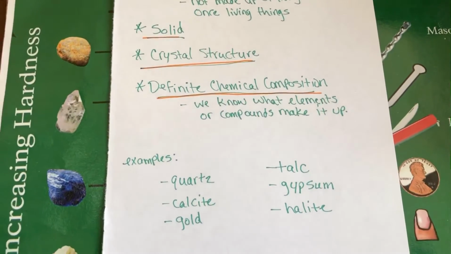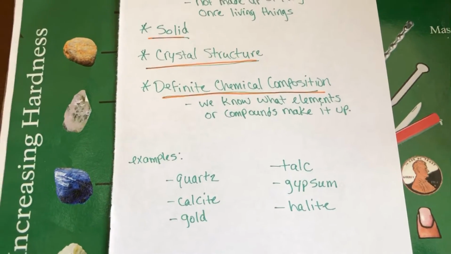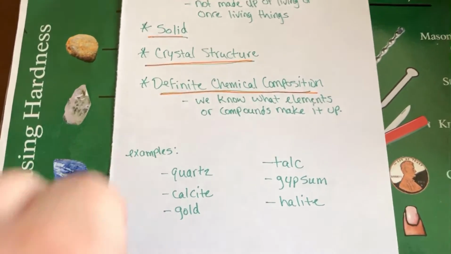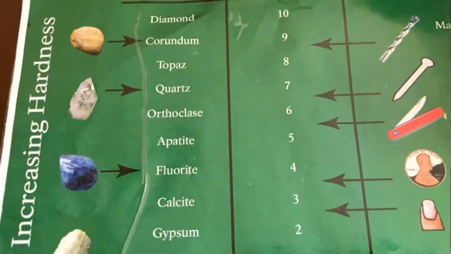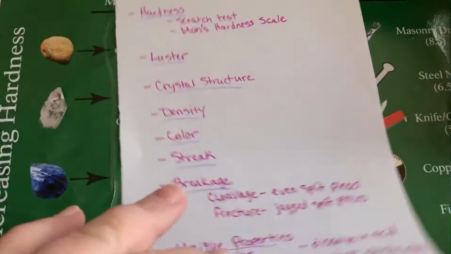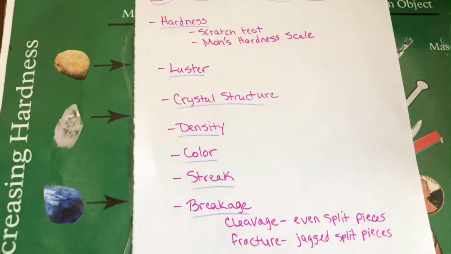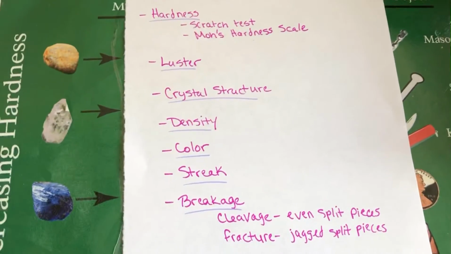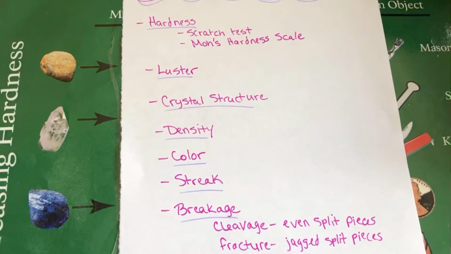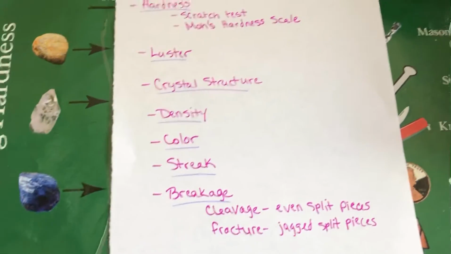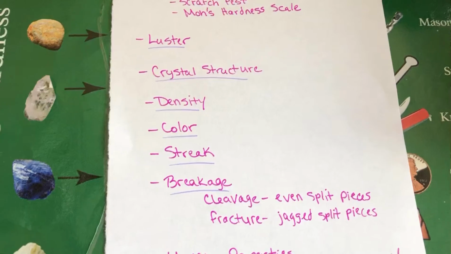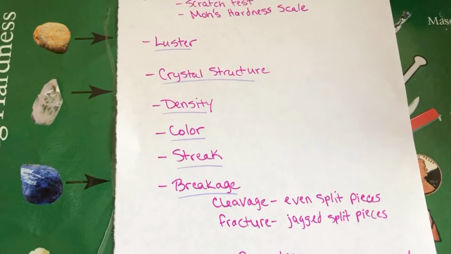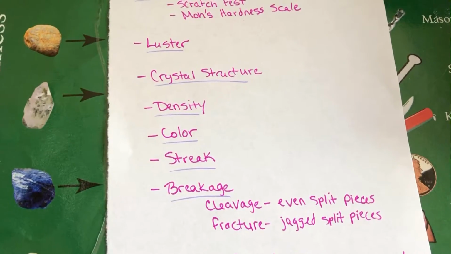Talc is an example, gypsum, and halite. Now, we can use some different properties to help us identify the minerals, and some of those properties include hardness, which we'll take a look at today, luster, which is how it reflects light, the crystal structure of it, like what is its crystal structure? Is it cubic? How are they arranged? That sort of thing. Density, remember density is mass per volume.